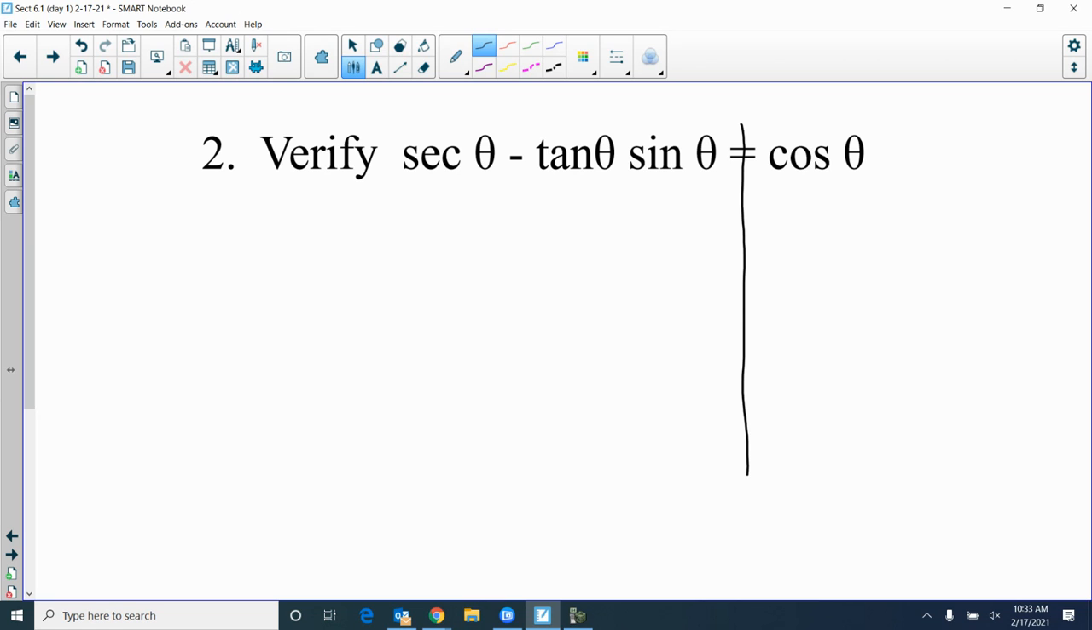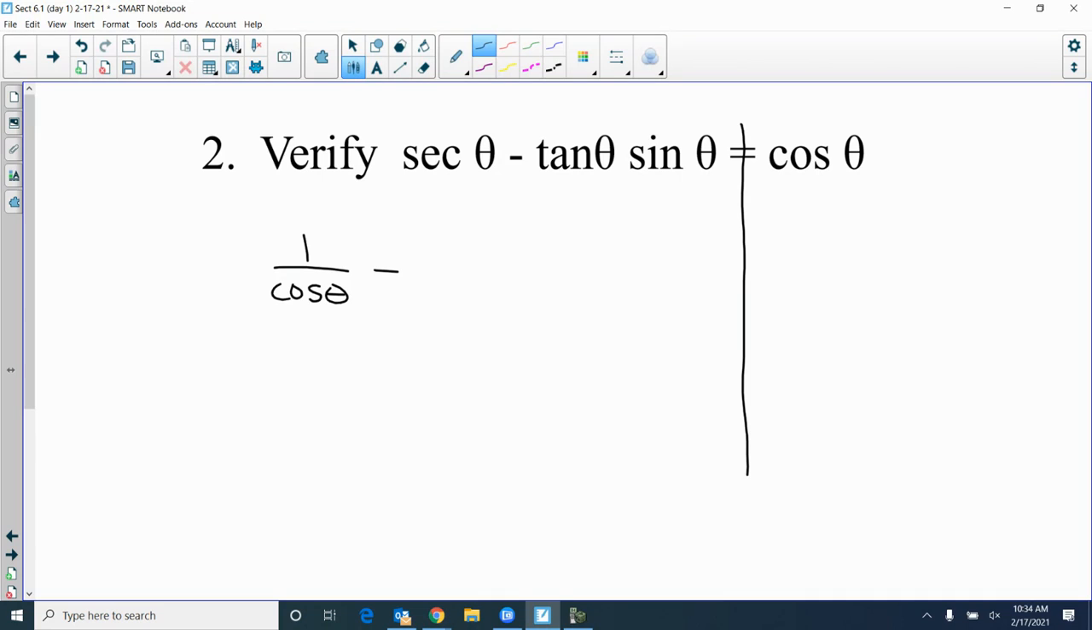It says convert to sines and cosines. Anything that is not written in terms of a sine or cosine, you rewrite it. What that means is, how can I rewrite secant of theta? What is that equivalent to? 1 over cosine of theta. So you write it in that term.